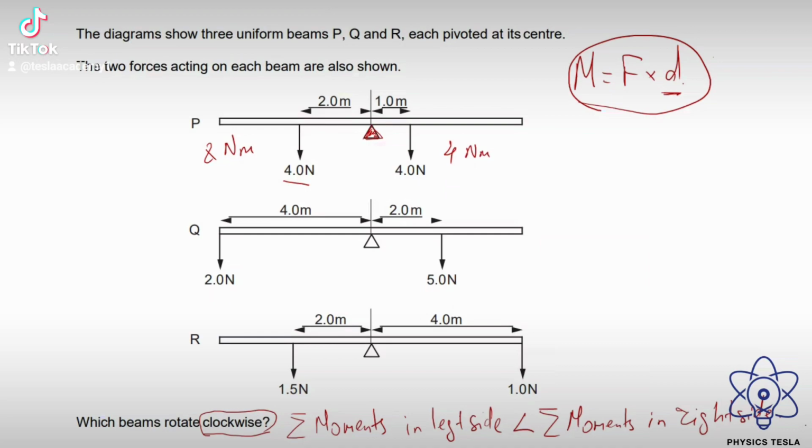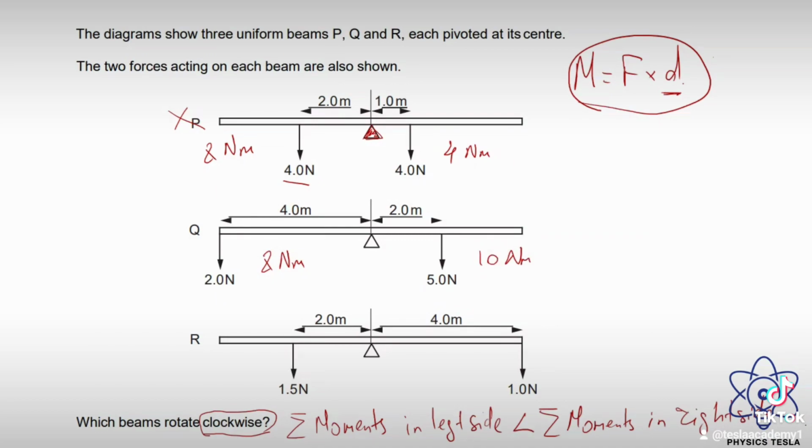So now we will check our rule. Left side must be less than right side. Here the left side is bigger than the right side, so the answer is not P. Move to the second beam. Now 2 times 4, according to this equation, will be 8 Newton meter. And here 5 times 2 is 10 Newton meter.